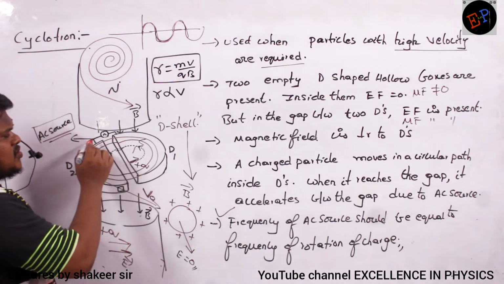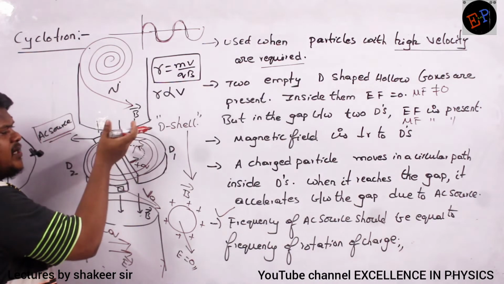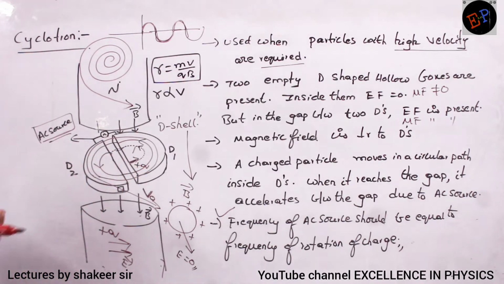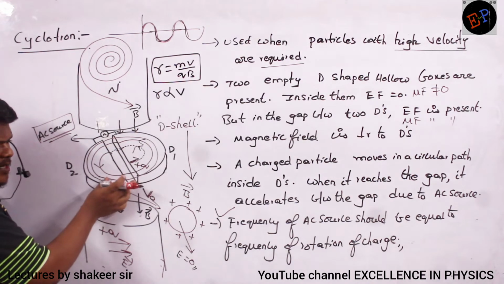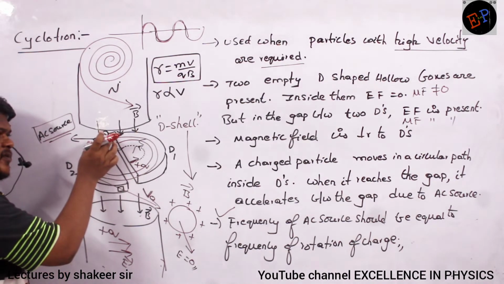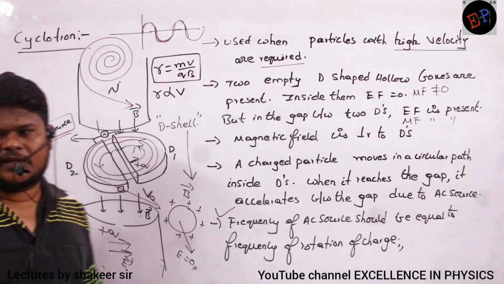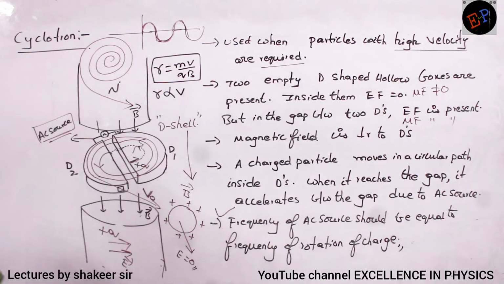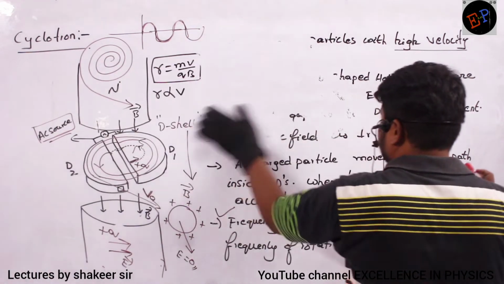So what should be the frequency of this AC source? How many times should it change per second? That depends on how many rotations the charge is making per second. If it is making 10 rotations per second, the frequency also should be 10, then only it will match the frequency of the moving charge. Are you able to understand? These are the points, so write them down. Some more points we can write.